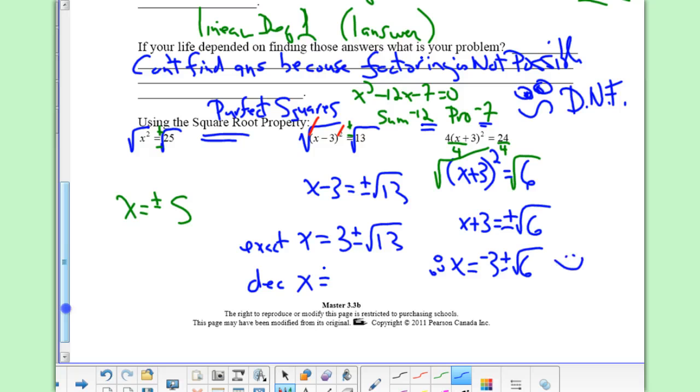So now, Caitlin and everybody else should know how to use the square root property.